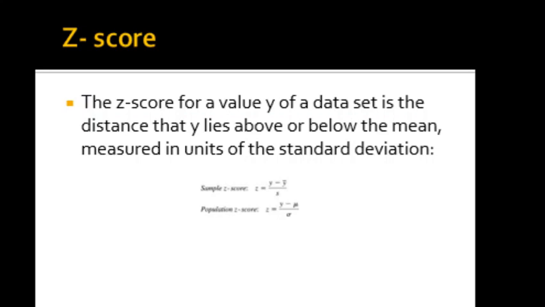Okay, so it's a very simple calculation. For a sample, the z-score can be calculated as y minus y bar divided by s, which is the standard deviation. If we are calculating the population z-score, then z is equal to y minus mu divided by sigma, where mu is the population mean and sigma is the population standard deviation.